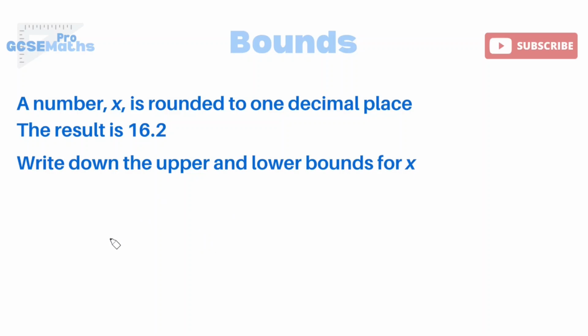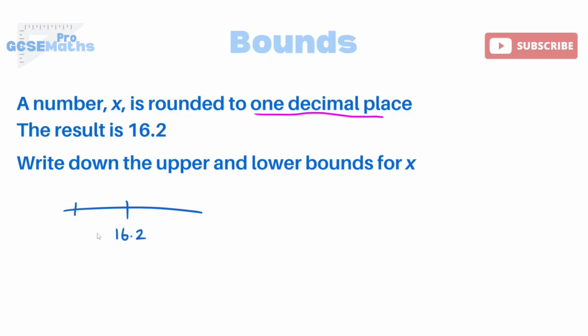Now, you don't have to do it this way, but if you're finding it hard to think about it, I tend to visualize it with a number line. I would just draw a little number line, doesn't have to look nice or anything. Put the 16.2 in the middle, whatever number it is they've rounded. Now, they've said they've rounded it to one decimal place. So what I'm going to do in that case is write down a number that is one decimal place lower.